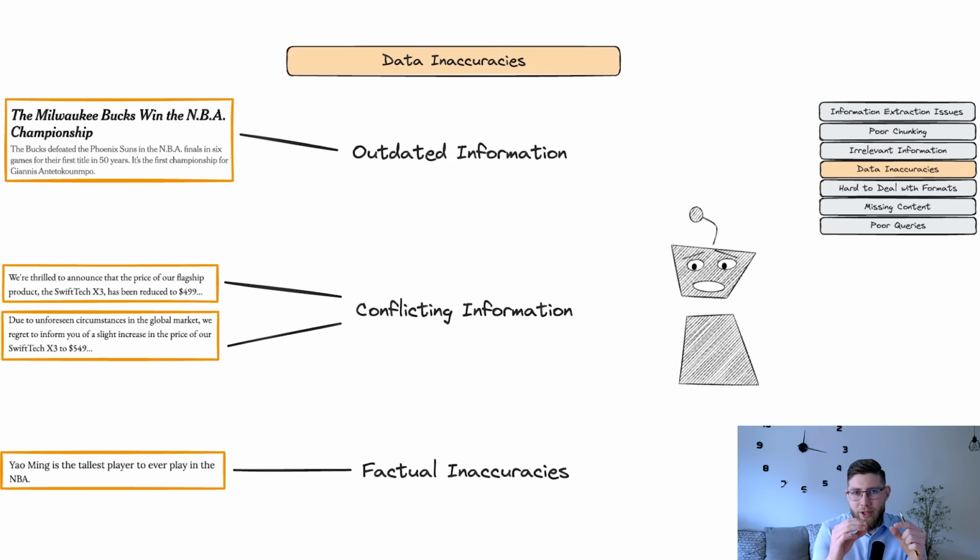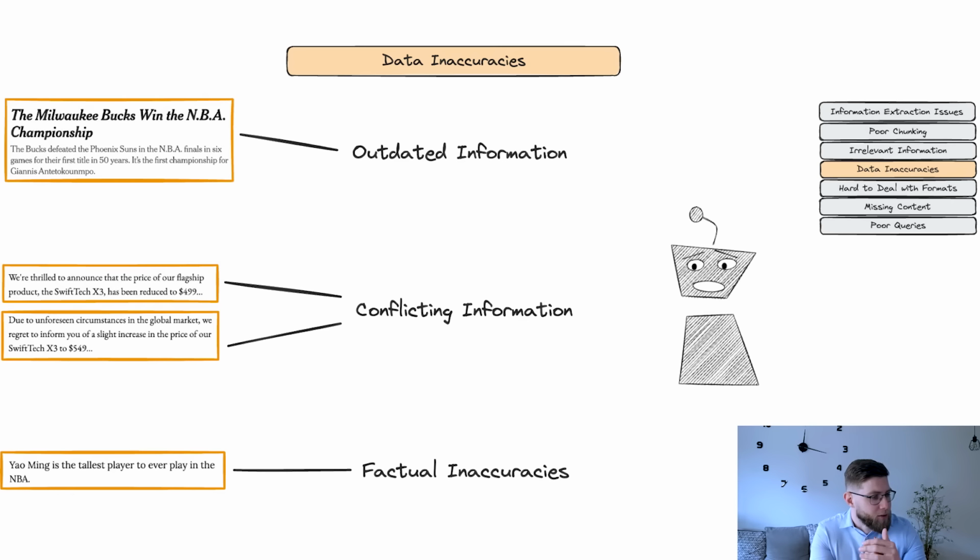So conflicting information present in the context window will make it very hard for an LLM to provide the correct answer. And again, 7 RAG failure points. This is one of the key issues again with large language models struggling to provide good answers. And then the last example here is factual inaccuracy. So this is information that is simply not correct.